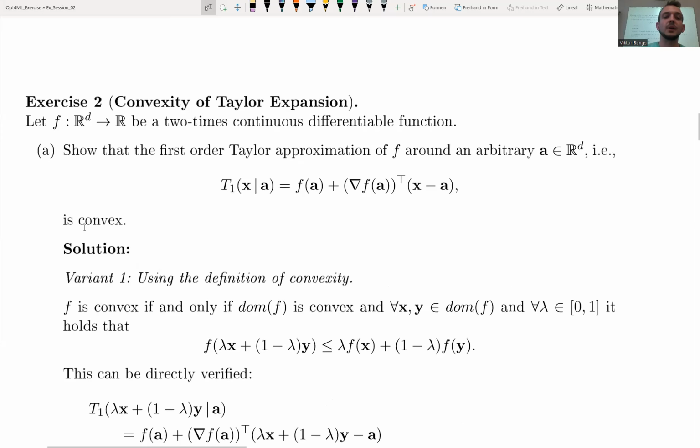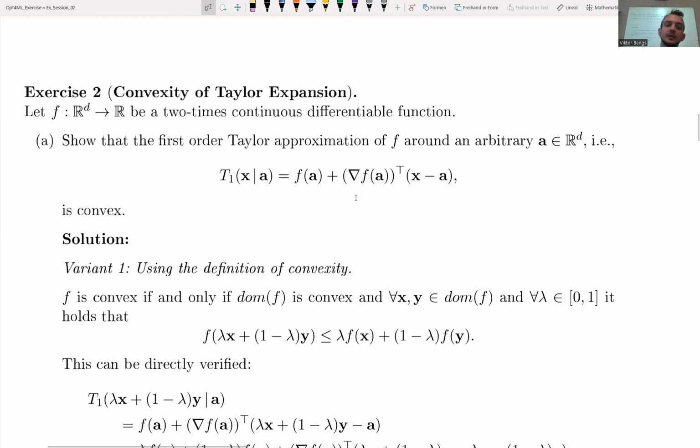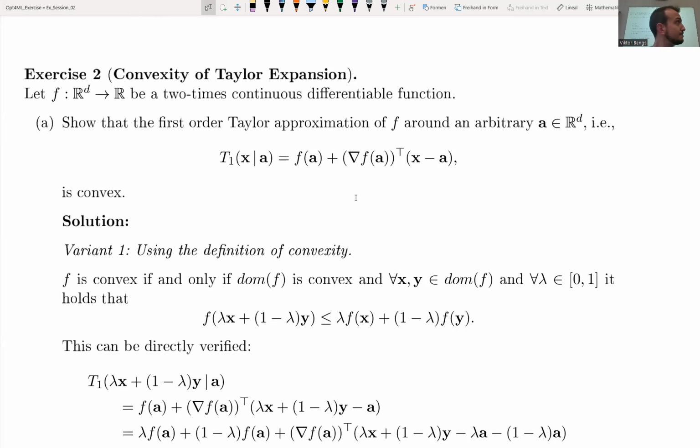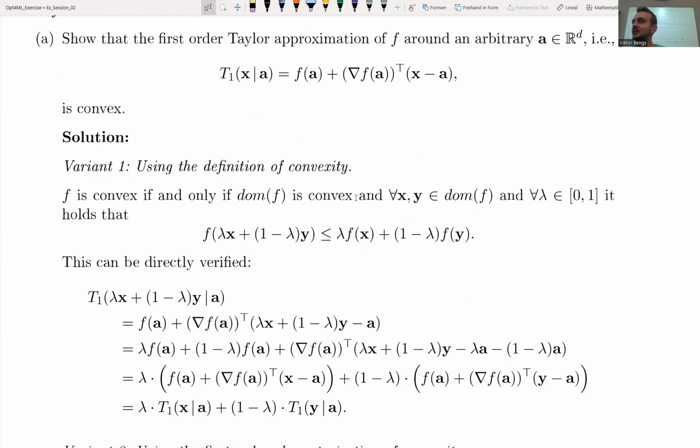All right, but let's have a look at the first order Taylor approximation. You are now recalling how it looks. So this is this linear function in x we have, and we have multiple ways to show that this is indeed a convex function, and I will show you all three. The most straightforward way is, of course, using the definition of convexity as it is.